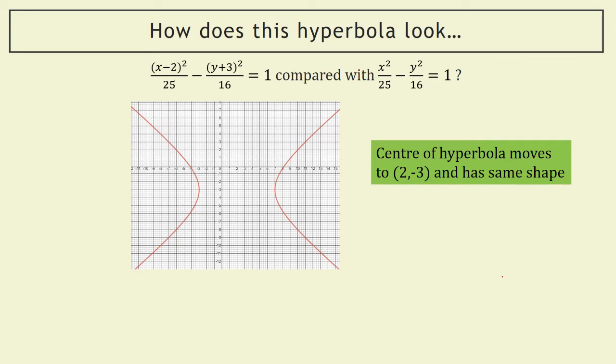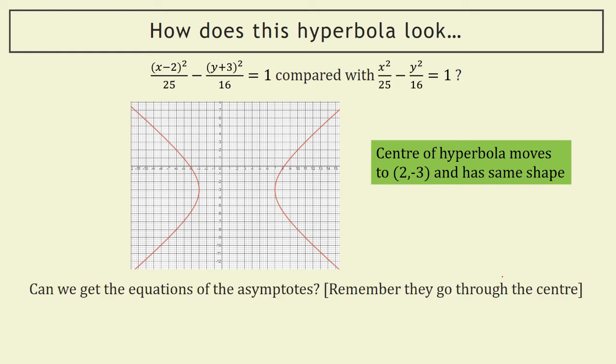But where we had x, we're going to have to replace that with x minus 2. And where we had y, we're going to have to replace that with y plus 3. Because that's what we've done here. We've replaced the x by x minus 2 and the y by y plus 3. So just to exhibit that a little bit more.